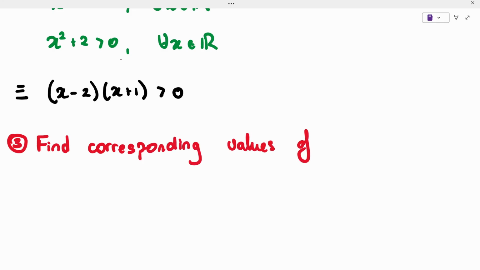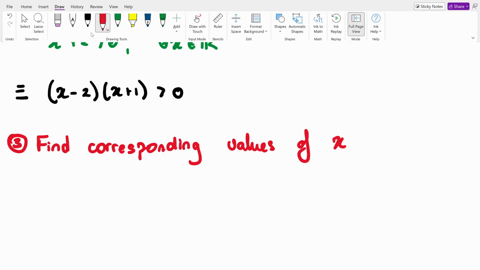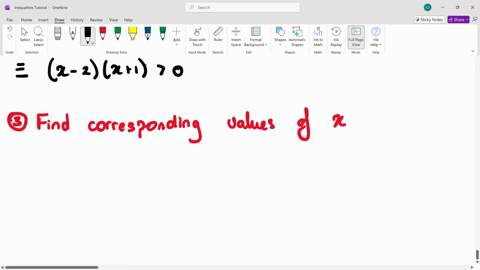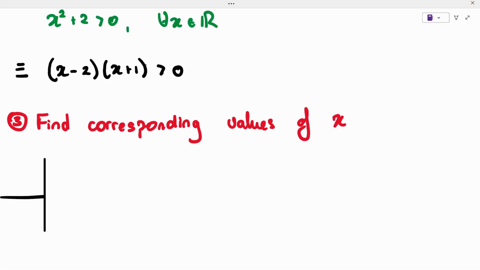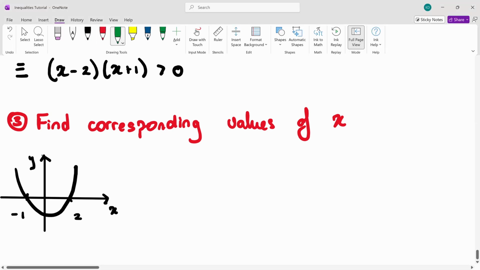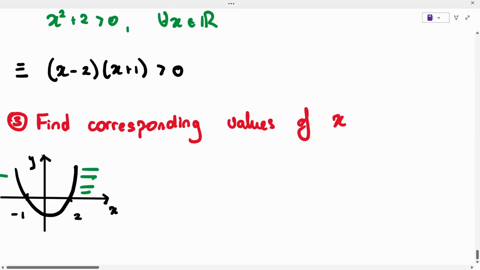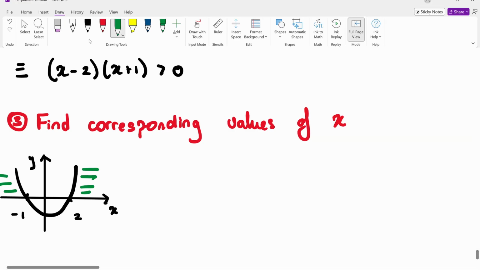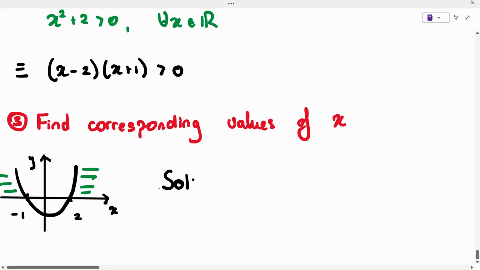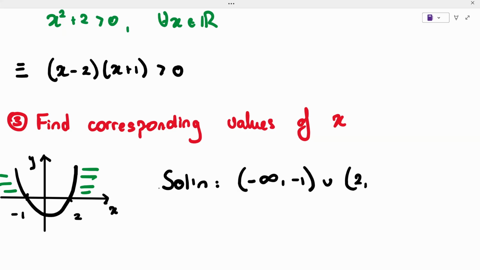Right? So this is a quadratic, and we know how to solve a quadratic inequality. Really quickly, we could sketch our graph. Right? It will cut at -1 and 2. This is -1, this is 2. And it is greater than 0, so we need this region here, positive. So the solution is going to be minus infinity to -1, union 2 to infinity. And that is the answer for this question here.